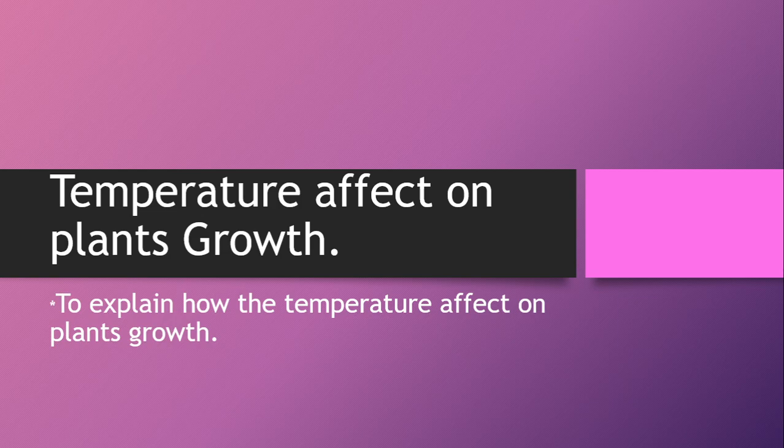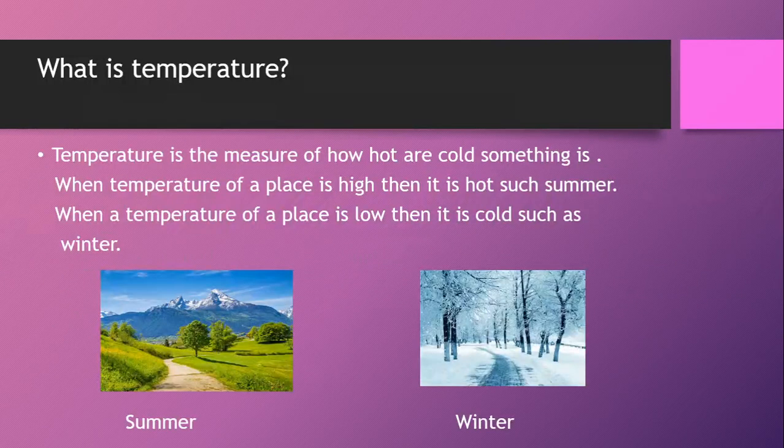Now, the third thing which today we will learn about is the temperature. What will happen if the temperature is very high, like very warm, like summer high temperature? And if it is very cold, what will happen with the plants? Today we will do about this. First, we should know about the temperature. What is the temperature? Actually, the temperature is the measure of how hot or cold a thing is.